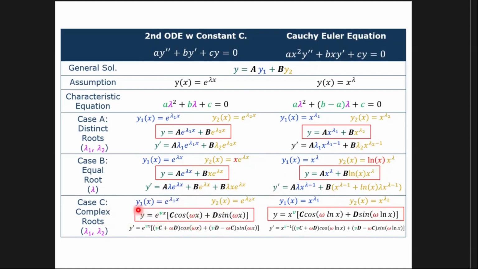We have the same y1 and y2 as distinct roots because we have 2 lambda, but we have a different general solution since, if you remember, previously I've said that for complex values, we have a real and imaginary number. So this general solution is expressed in terms of V and W. So we also have a new term here, C and D. The difference here is the terms here, which come from the y assumption.